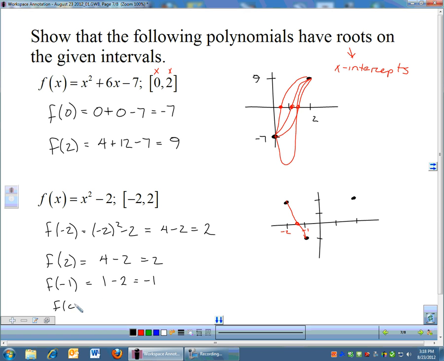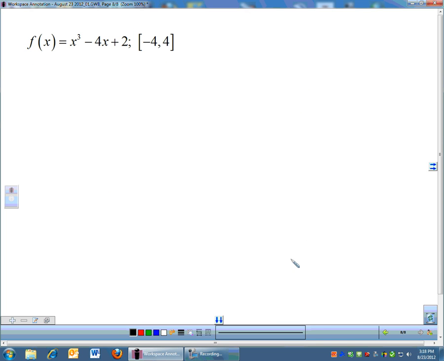Let's say I plugged in 0, f of 0. 0 squared minus 2 is going to be negative 2. So f of 0 is negative 2. And we could keep plugging in more. And that's actually what we're going to need to do on this problem. This is the last one.